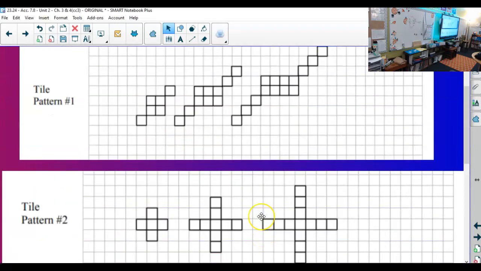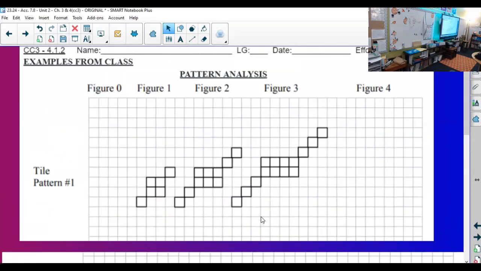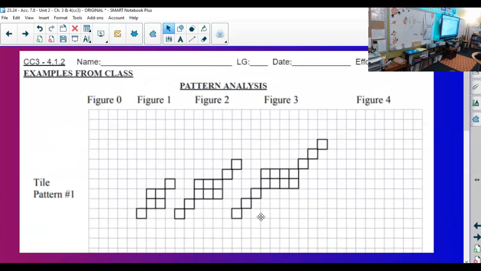Now remember, you're also doing figure 0, which is sometimes tougher. So let's bring this together and see who's got some good stuff for us.